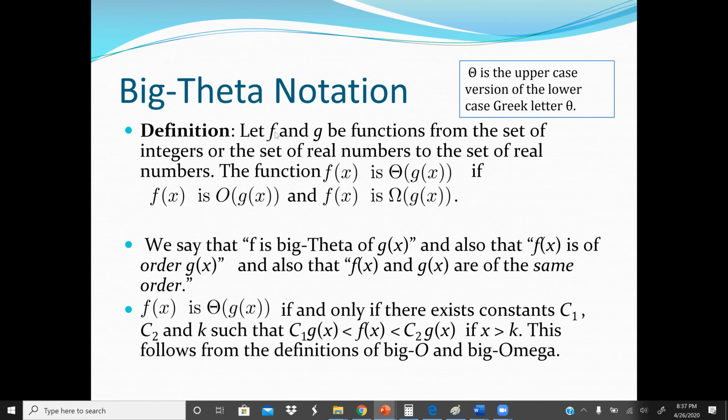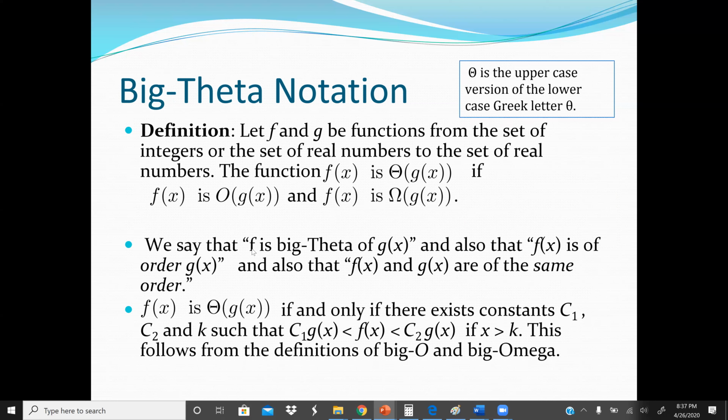We also have the big theta notation. Here we say that let f and g be functions from the set of integers or the set of real numbers to the set of real numbers. The function f(x) is big theta of g(x) if and only if f(x) is big O of g(x), and f(x) also is big omega of g(x).